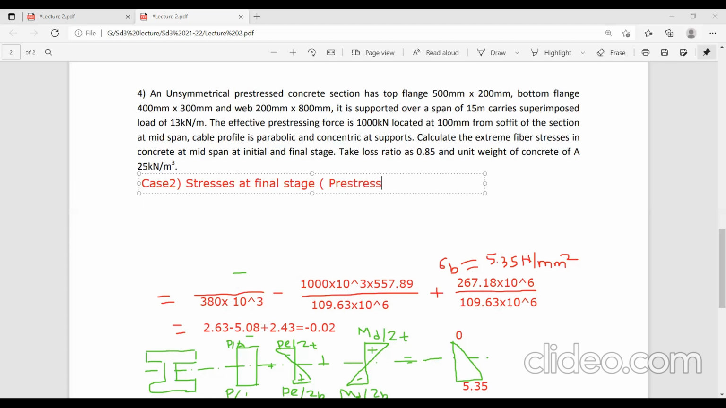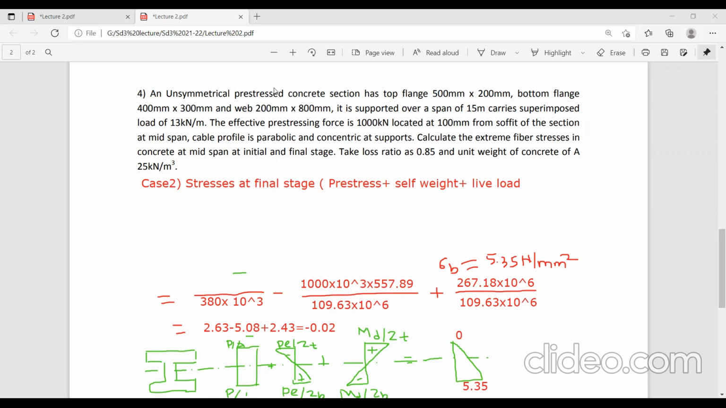Pre-stress plus self-weight plus live load or superimposed load. Okay, live load or superimposed load.